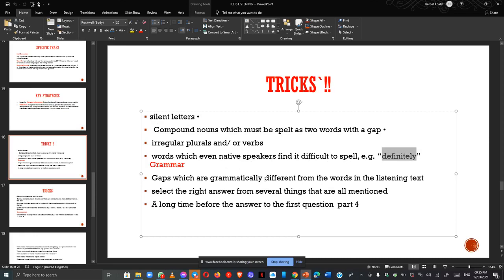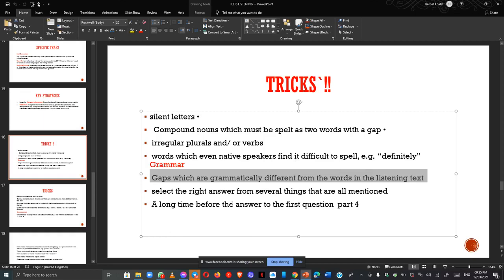Gaps which are grammatically different from the words in the listening text. Excellent, perfect. A very nice point here. You may hear a noun, but when you look at the exam paper, grammatically, you should change the noun you have listened to the adjective, to a different word form, and so on. Very, very important, this one. Many students make mistakes here. You will hear the answer, it's a noun. But grammatically, when you have a look at the exam paper, you should write the adjective and so on.